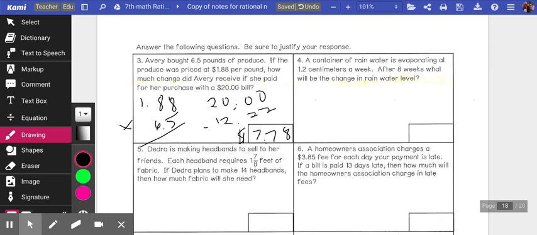So we took $1.88 per pound, times it by the number of pounds, and then subtracted that amount from the $20 that they gave us and got $7.78.